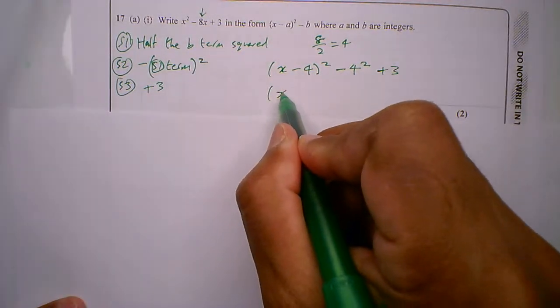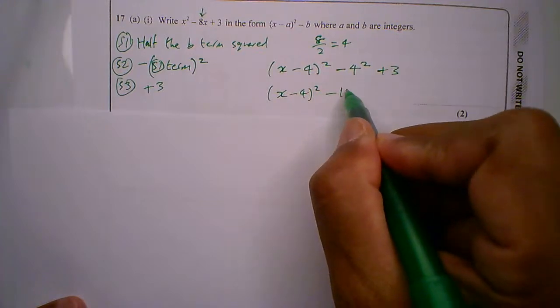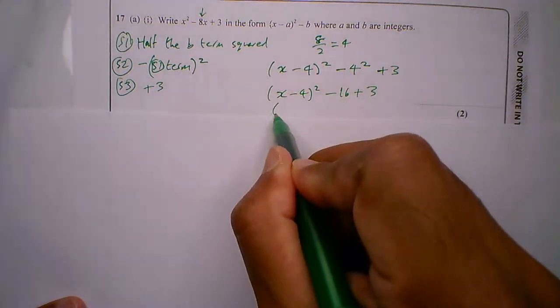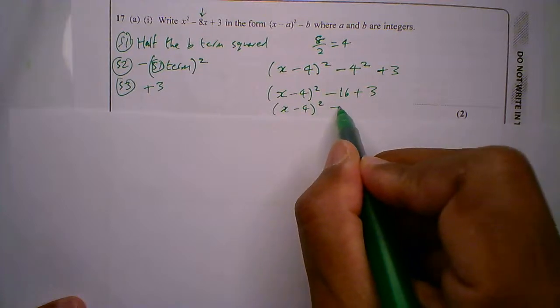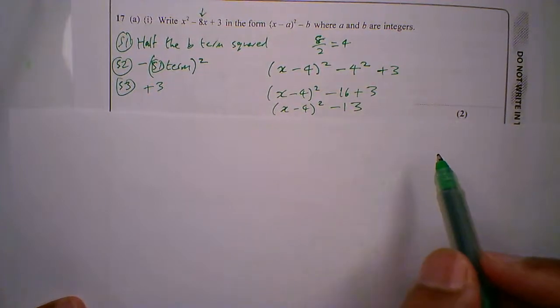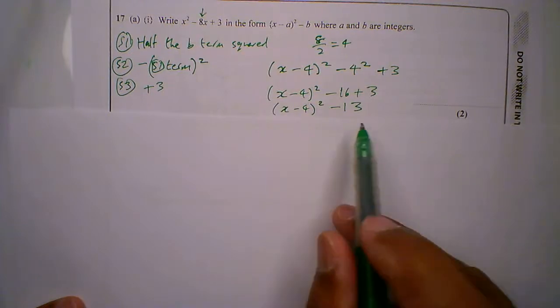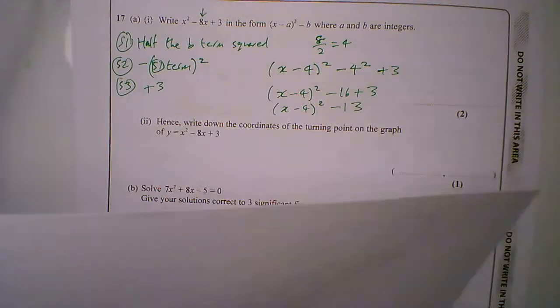And now we carry on with this. x minus 4 all squared, minus 4 squared is 16, plus 3. That just becomes x minus 4 all squared, minus 16 plus 3 is minus 13. Again, it's a calculator paper. Use your calculator if you're not sure.